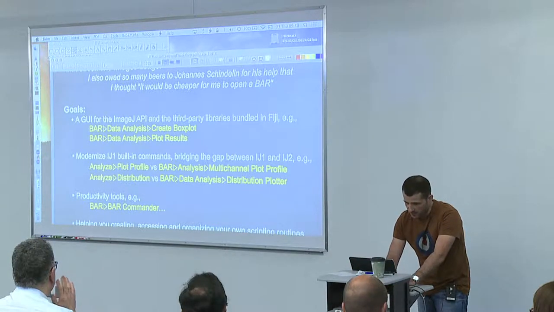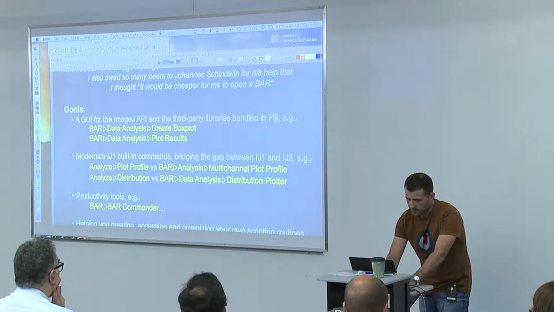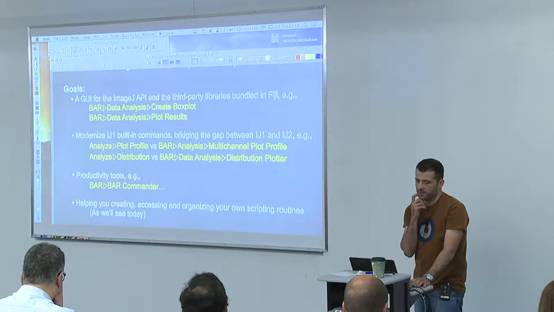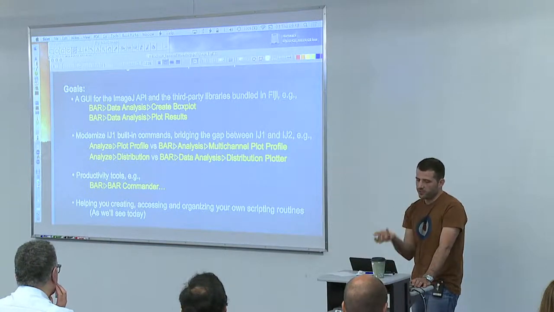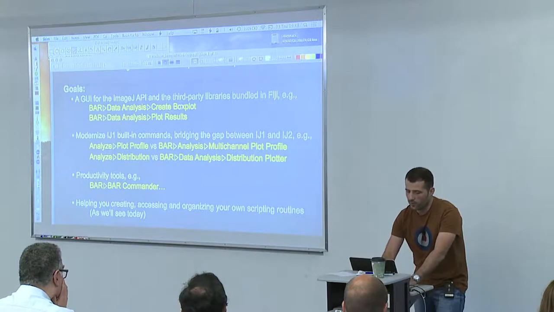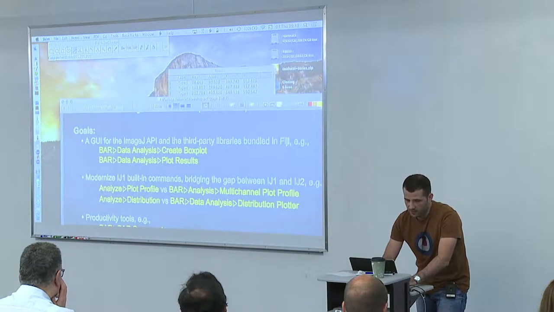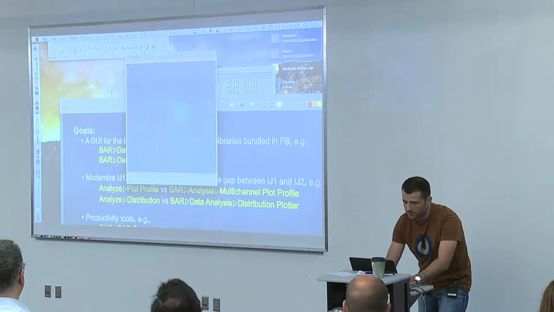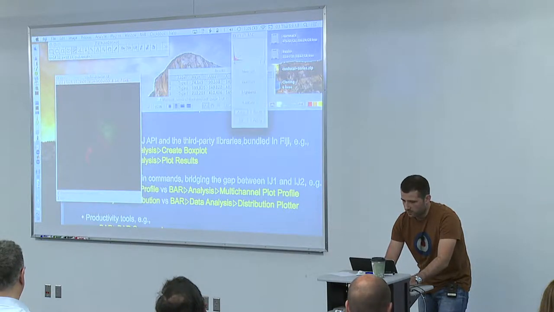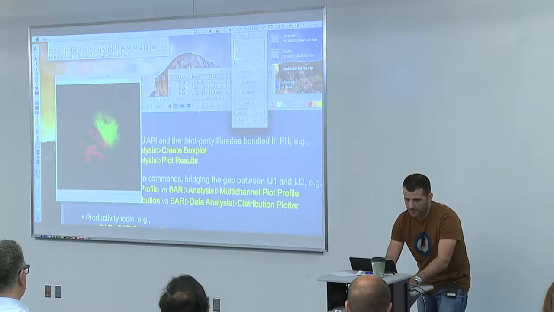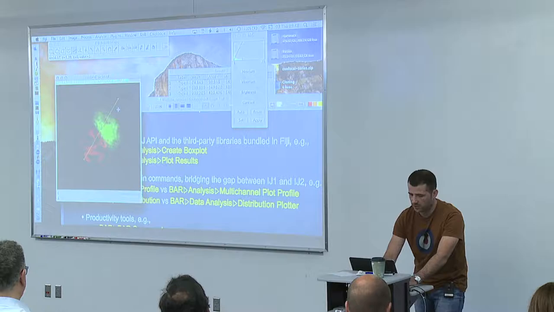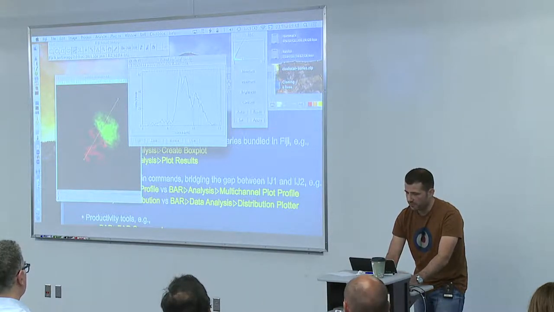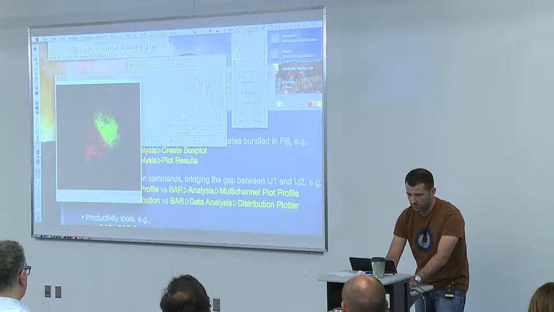And the other thing that BAR scripts have in common is that they modernize ImageJ built-in commands. So for instance, let's open a sample image here. I'm going to open a multi-channel one, perhaps this one. I'll just adjust the brightness a bit, change channel. Okay, and now let's make a profile plot of this. Okay, perfect. The live feature is great, it's incredible. It allows you to dynamically sample lines for the image.